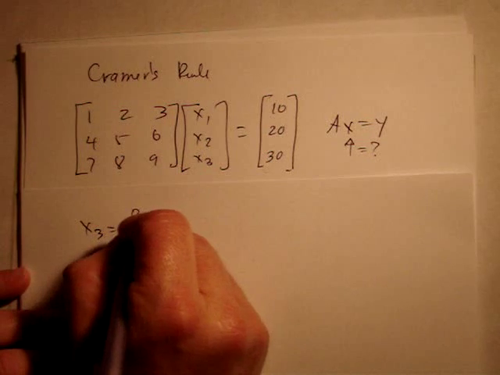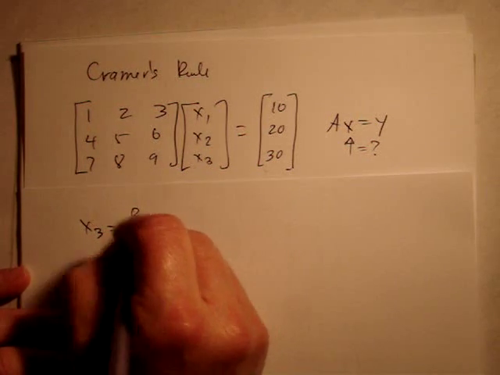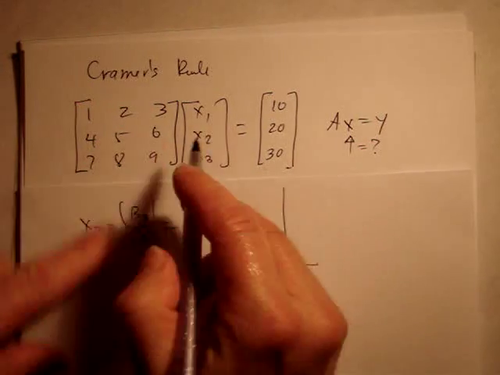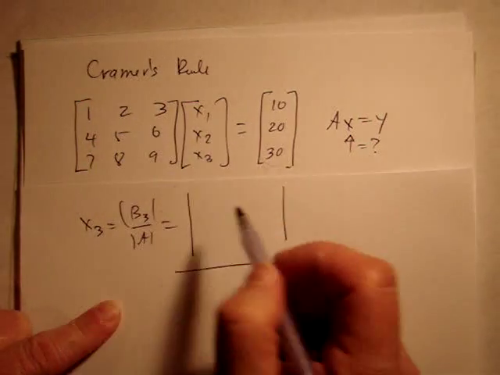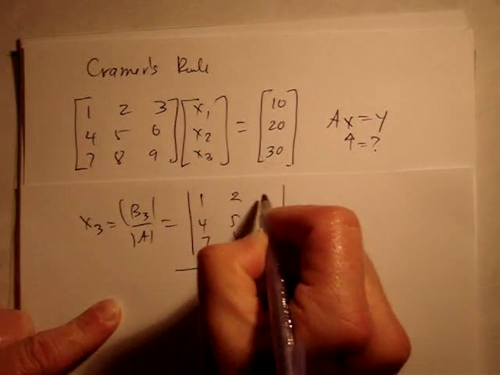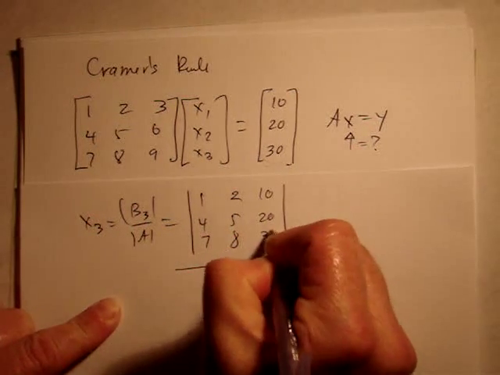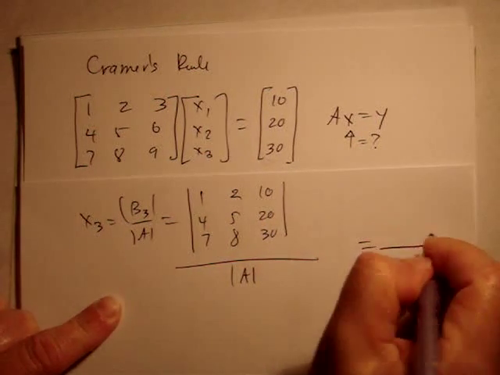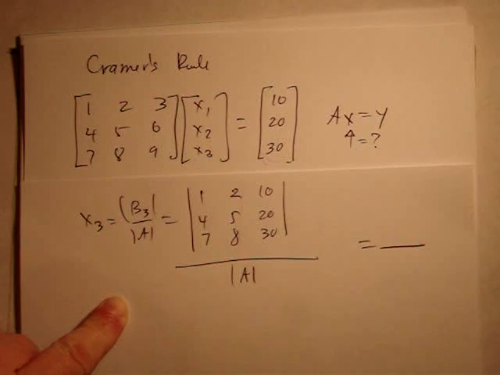And a similar process for x3. x3 would be the determinant of b3 over the determinant of A, and for b3, take our answer column and put it in the third position. So 1, 4, 7, 2, 5, 8, 10, 20, 30 over the determinant of A. And plug it in, get your number. And there you have it.